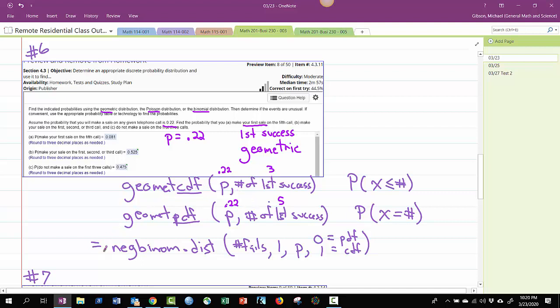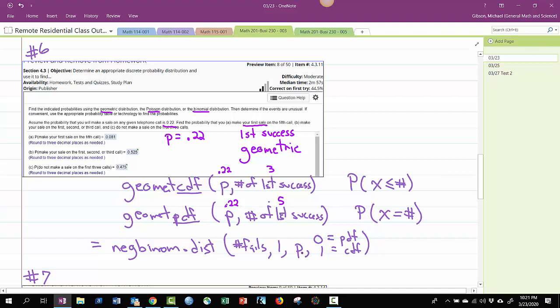Now, if you want to do this in Excel, this is kind of the oddball where Excel does not have a geometric function, but the geometric is a special case of something called the negative binomial. So in Excel, it's equals neg binom.dist. First spot, you put in the number of failures. So like in A here, first sale on the 5th call, that would mean 4 failures, so we put a 4 in there, right? Always put a 1 in the second spot, that's the number of successes, and for geometric, it's always 1.